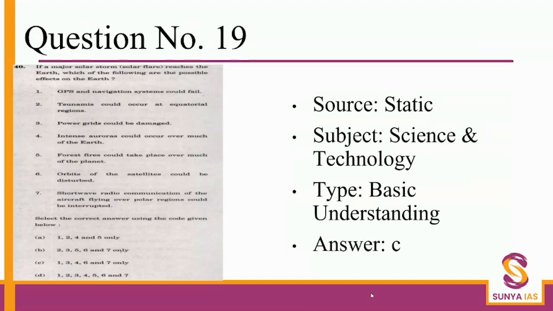Yes. If a major solar storm or solar flare reaches the Earth, which of the following are the possible effects on the Earth? Now, there are 7 things here. The first one is GPS and navigation systems could fail. Second, tsunamis could occur at equatorial regions. Third, power grids could be damaged. Fourth, intense auroras could occur over much of the Earth.